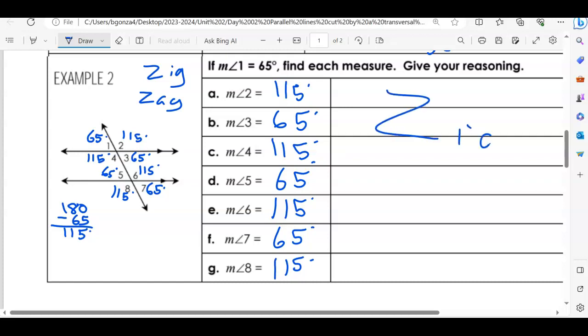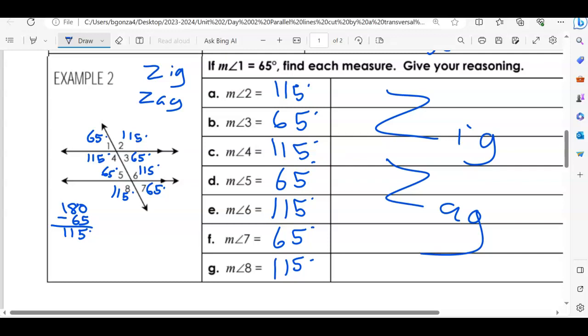Okay, so you don't have to give me all the big smart reasons. You can just tell me a zigzag. Why not? And then subtract from 180. You got that? Again, if they give you a number, please, you might as well do it the easy way, okay?